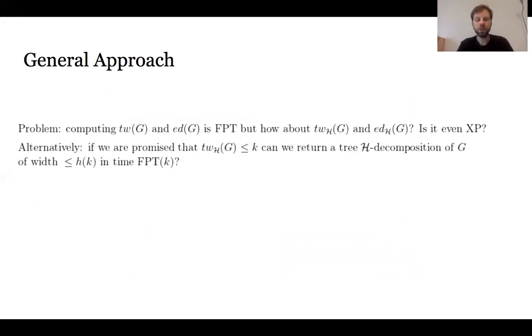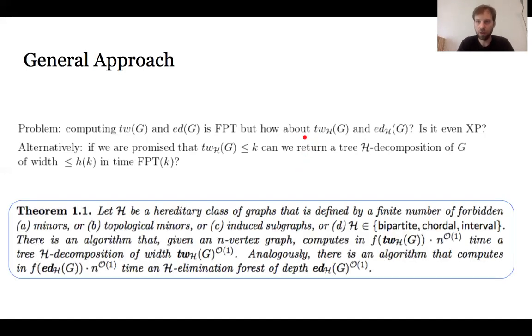So we don't have to compute the decomposition of optimal width, but when we are promised that the H triwidth is bounded by K, it would be okay to just find a 3H decomposition of width f of K, where f is some function. This would, of course, make the dynamic programming routine run in a slightly worse running time, but the bottleneck is just to compute a decomposition. So I'm now ready to present our main contribution.